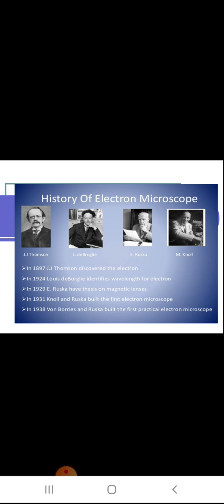History of electron microscopy. In 1897, J.J. Thomson discovered the electron. In 1924, Louis de Broglie identified the wavelength for the electron. In 1929, E. Ruska wrote a thesis on the magnetic lens. In 1931, Knoll and Ruska built the first electron microscope. In 1938, von Borries and Ruska built the first practical electron microscope.